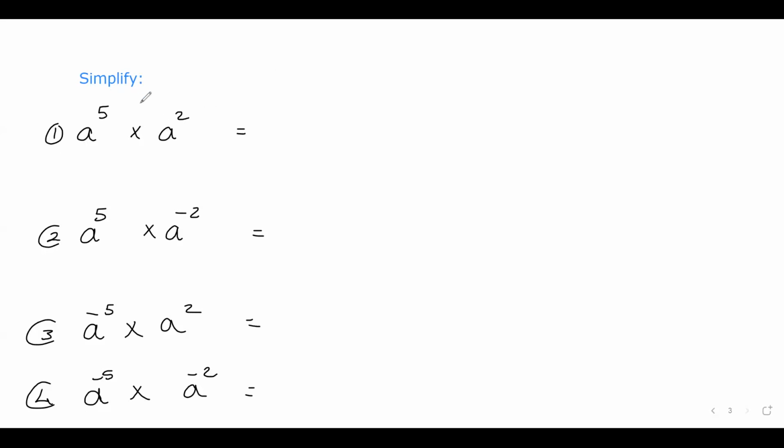Let's just remember first that whenever I'm multiplying the same base, here I have a and a, I'm multiplying the same variable, I'm going to check the powers. Here I have 5 and 2. The operation is multiplication. I will just add the powers. The first power added to the second one. So I will keep the same base in all of these cases, and let's add the powers. The first one I have 5 plus 2, which means I have a to the power of 7.